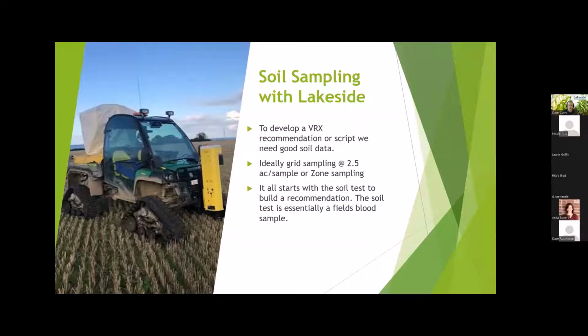For us to develop a variable rate recommendation or a script, we need good soil data. These composite samples of 25 acres per bag really won't cut it, because it's too wide of an area and it doesn't have enough resolution. Ideally, looking at a 2.5 acre sample on a grid or management zone sampling is the way to go, because it all starts with that soil test to build the recommendation. I make the analogy that the soil test is like the field's blood sample, and we need as much data as possible.